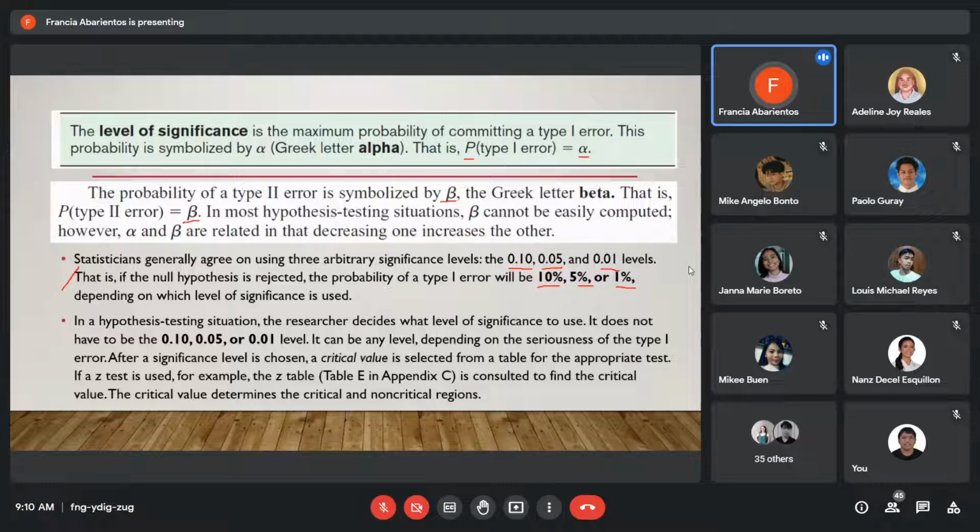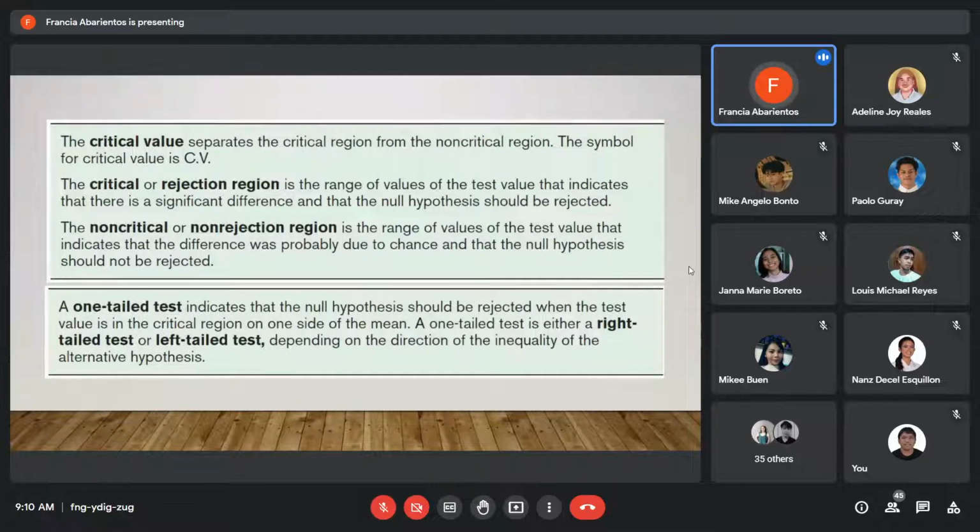So after the significance level is chosen, a critical value is needed. So we will need to use again the table E in your book in Appendix C, okay? So you will make use of the table for a certain appropriate test, okay? The critical value determines the critical and the non-critical regions. We have now the critical region, diba? Alam na natin ito in the very first discussion. Finding the critical value, it separates the critical region from the non-critical region.